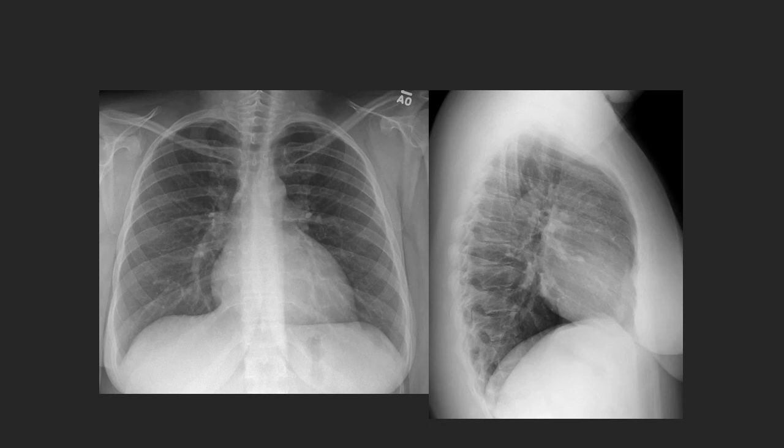So let's take a look at the left side now. So the left side has a single fissure known as the major fissure or oblique fissure. You're not going to see this in the frontal view because of its predominantly oblique course. This is going to divide the lung into the left upper lobe, which is going to be anterior to it, and the left lower lobe, which is going to be posterior to it.